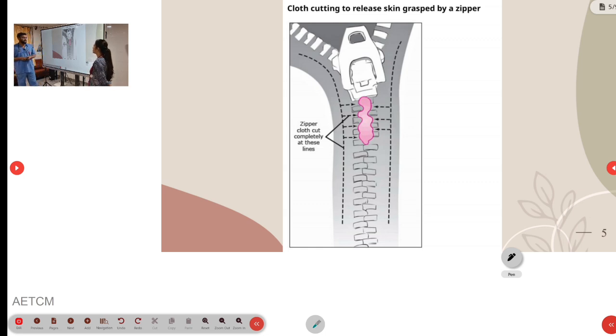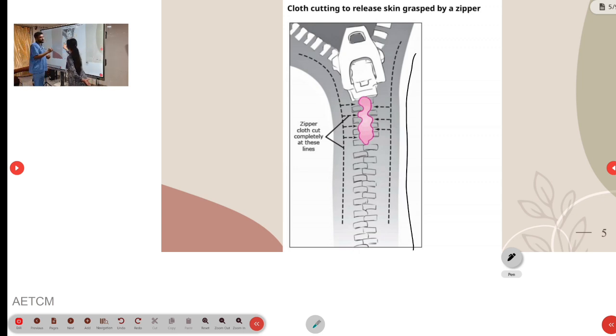After that, the next step depends on where the prepuce is stuck in the zipper. If the prepuce is stuck at the level of the dentitions or teeth and not involving the fastener, then first of all we can remove the remaining clothing around the zip. This clothing should be cut off.